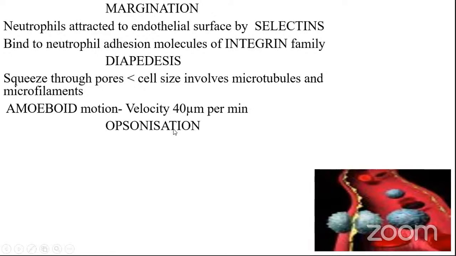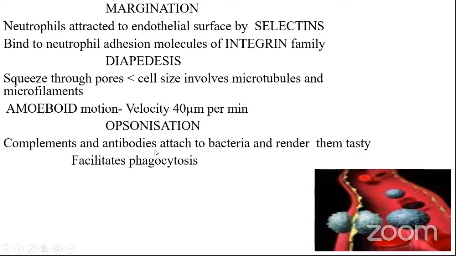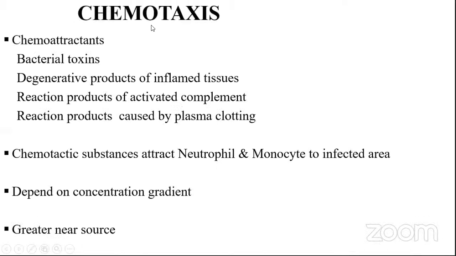Then there is opsonization. Okay, because the complements and the antibodies which are attached to the bacteria render them very tasty. That is opsonization. Okay, then finally the chemotaxis, the chemoattractants, which are mainly the bacterial toxins, degenerative products of the inflamed tissues, reaction products of the activated complement system as well, and reaction products caused by the plasma clotting. So all these can act as chemoattractants, and they will attract these neutrophils there.